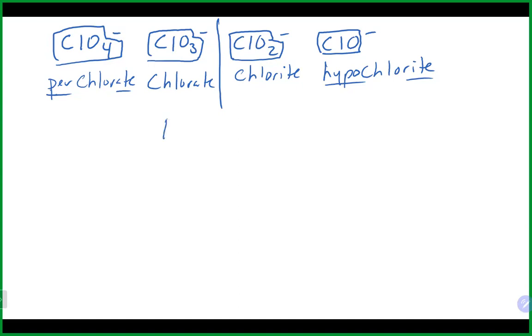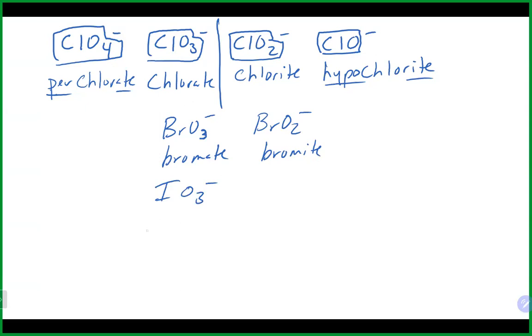If you had to take a guess, what would BrO3 minus be? ClO3 minus is chlorate. So BrO3 minus should be bromate. BrO2 minus should be bromite. So again, you could swap it out for any of those halogens. IO3 minus would be iodate.